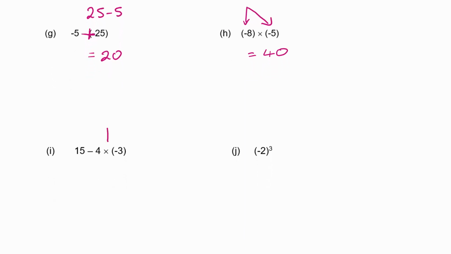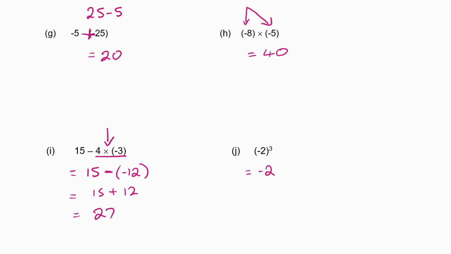Here we need to consider BIMDAS because we've got a multiplication here. So this one is going to be 15, take away, and then we're doing 4 times -3, which is -12. Now we have adjacent signs, so that's 15 plus 12, and the answer to that one is 27.